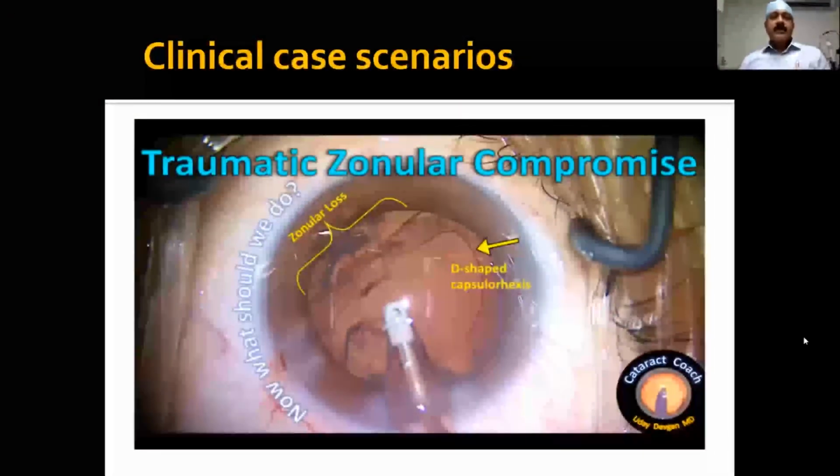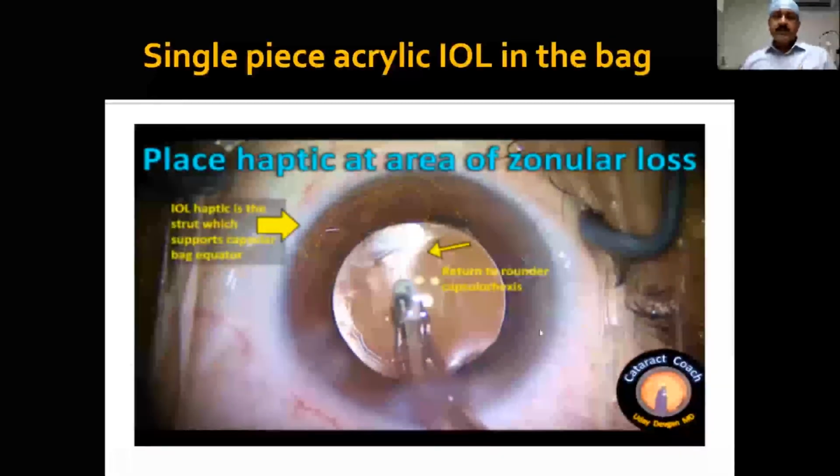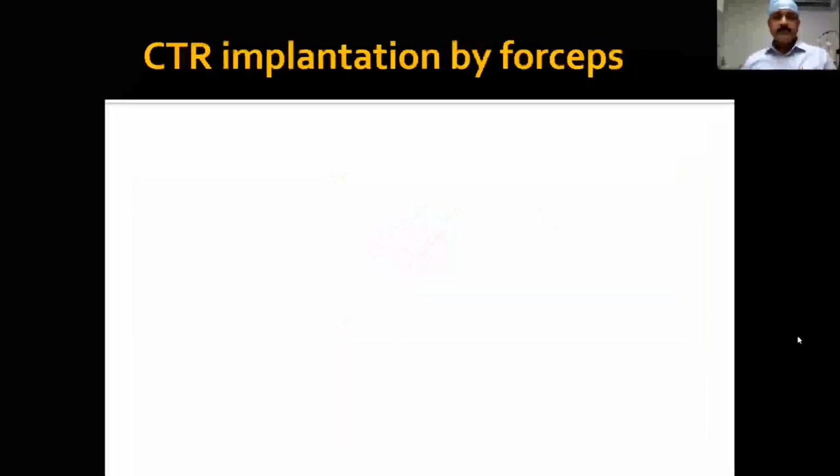Let us look at certain clinical case scenarios. Here is a case of zonular compromise. You have around 3 clock hours of zonular loss and a D-shaped ovalization of the rhexis. In these cases you can just get away without even implanting a CTR. Just put a good single piece acrylic IOL in the bag with the haptics abutting the area of the zonular loss, and you'll achieve a very good centration of the IOL.